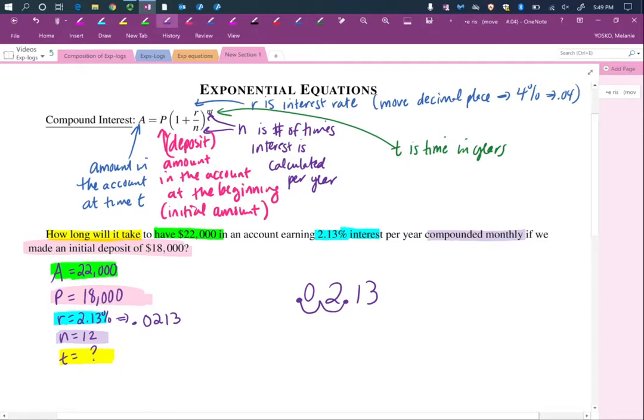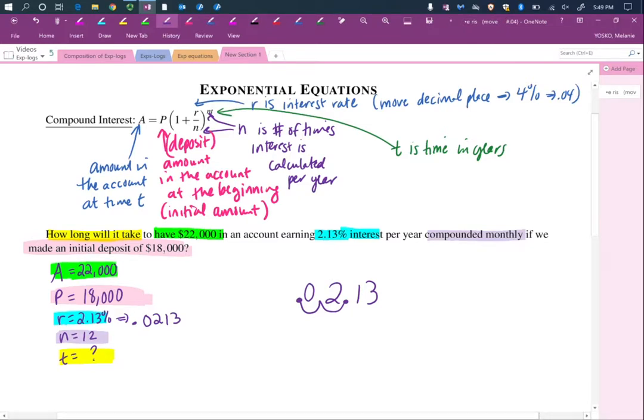So again, take just a moment and read it again one more time. How long will it take? So that's what I'm looking for. To have $22,000 in the account. That's how much I want in the future. And we're looking for how long it takes, looking for time. And my account earns 2.13% interest. So that's my R.